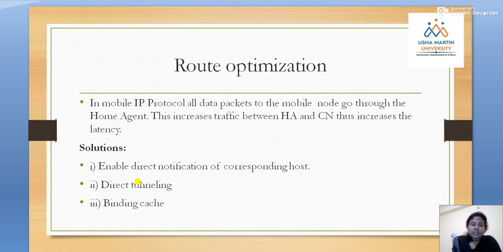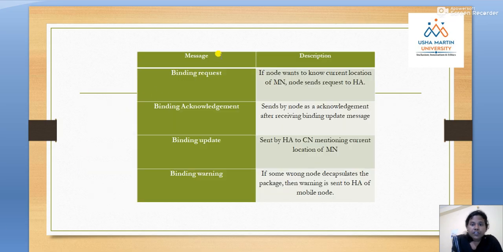For implementing the solution, there are four very important things: binding request, binding acknowledgement, binding update, and binding warning. Binding request means, first, if the node wants to know the current location of the mobile node, then the node sends the request to the home agent without going to that home network. Particularly if we enable the notification, then it will also save our time. It will be easy to know where the mobile node is actually present. After sending the request, we can get the acknowledgement, yes, the device is now here. Then it will be an easy process, and we can optimize our route.